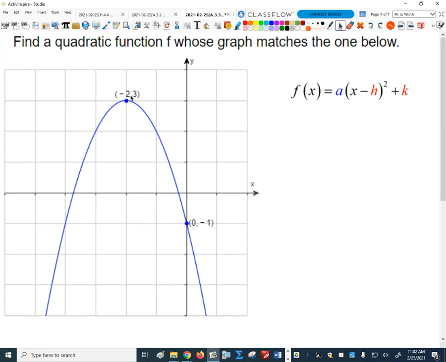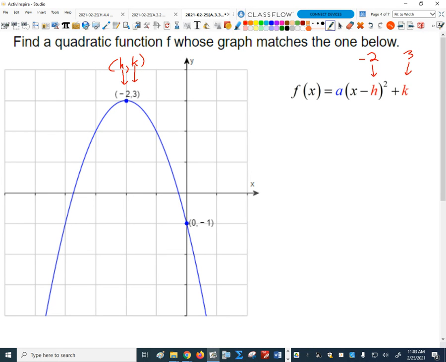Right? Because H and K are the coordinates of the vertex, and the coordinates of the vertex are negative 2 and 3, right? So this is HK right there, isn't it? Right, so we know we're going to be plugging a negative 2 in for H and a positive 3 in for K, aren't we? The only thing that remains to be seen now is what is the value of A? And this is probably the trickier. The H and K are pretty simple. You just look at the coordinates of the vertex, right?